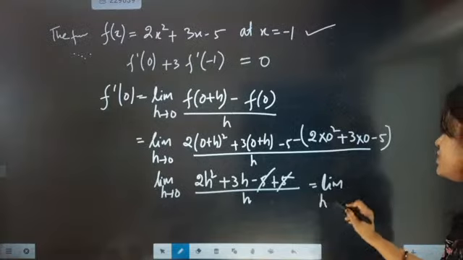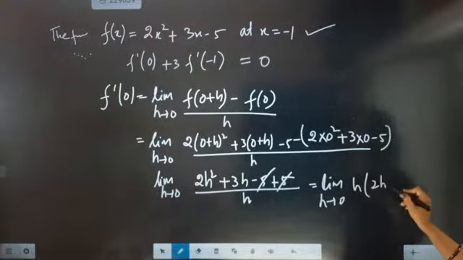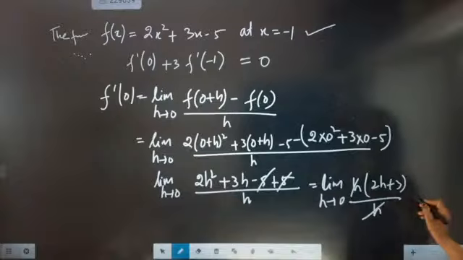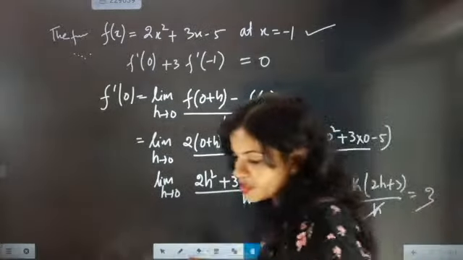So limit h tends to 0. Very good, Gautam. So h we are taking common, 2h plus 3 by h. So answer is exactly going to be 3. Very good, super. So f dash 0 is 3.